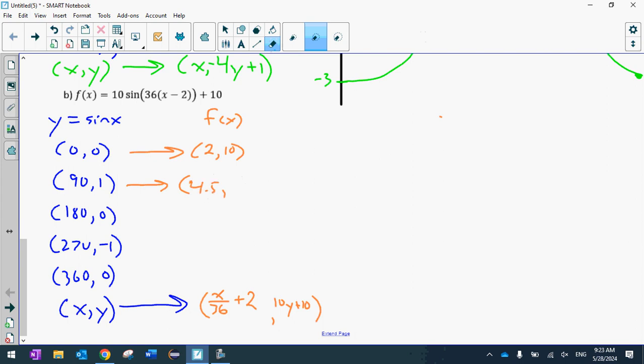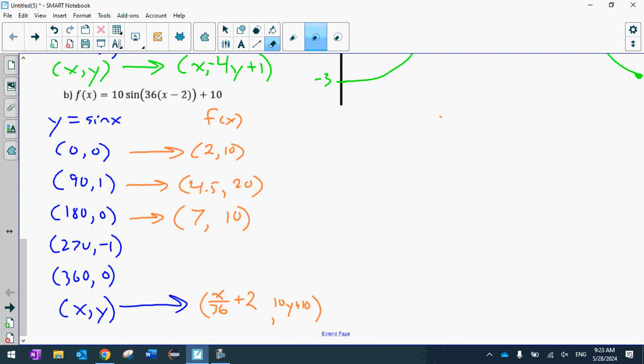And is 20 right? I believe so, yeah. Okay, 180 divided by 36 must give you 5, I believe. And then you add 2 to get 7. And I get 10 again.